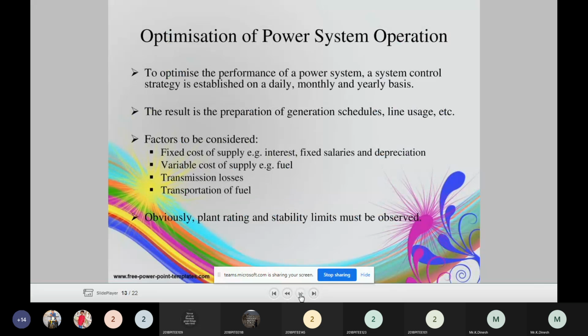The factors considered for operating your system in economic mode are, first, the fixed cost of supply, for example interest, fixed salaries, and depreciation. Second factor is the variable cost of supply, that is, utilization of fuel. Third one is transmission losses. Fourth one is transportation of fuel. So the optimization is established on a daily, monthly, or yearly basis.